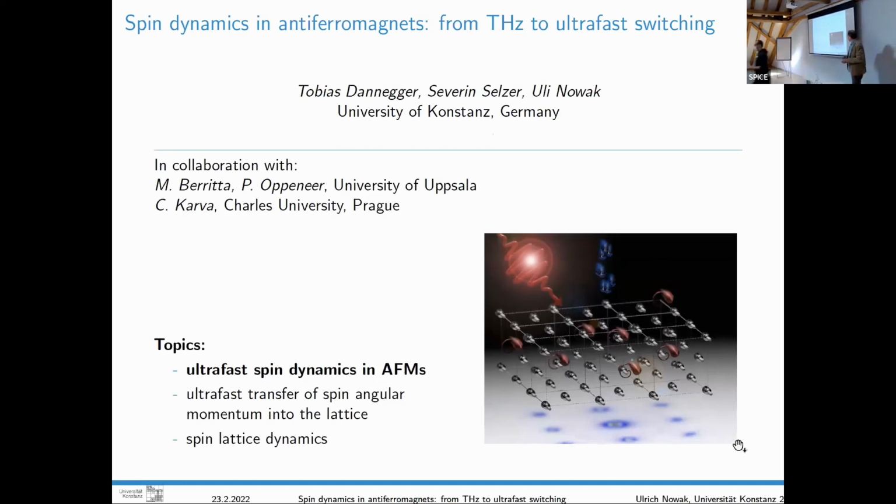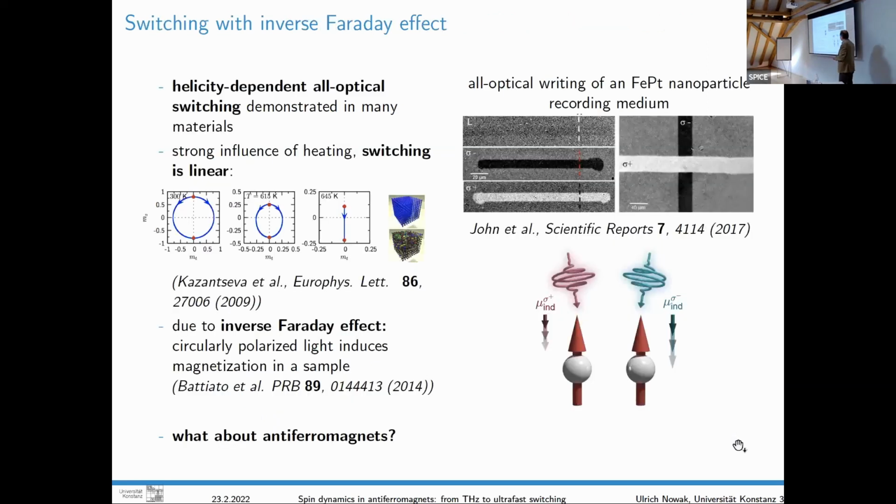The first part is in collaboration mainly with the group of Peter Oppener, and it is on switching in antiferromagnets with the inverse Faraday effect. We took a certain system as an example there. I think I can skip the introduction to the inverse Faraday effect, since it appeared several times yesterday.